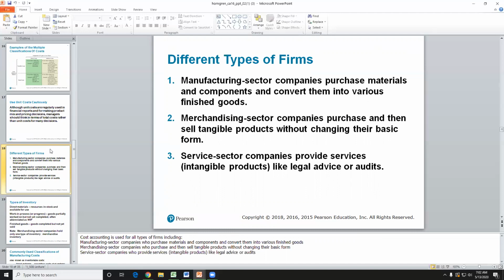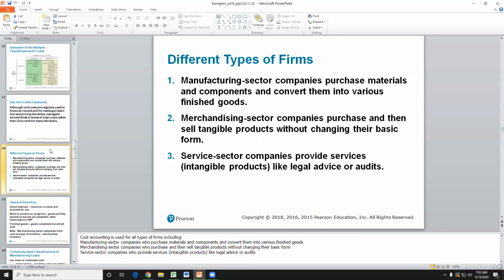So when we think about manufacturing and merchandising, we need to know the cost of the products that they sell to their end customers. Manufacturing we're going to look at direct material, direct labor, and overhead. With merchandising, it's typically a little bit simpler because we're going to look at the purchase cost as being the cost of the cost object.